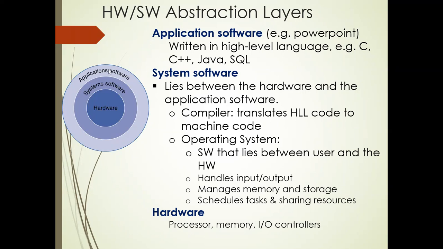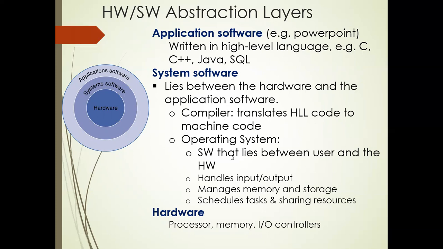In the above, you have the application software, for example, PowerPoint. It is usually written in a high-level programming language like C++ or Python, etc. Then underneath, you have the system software, which is typically the operating system. In addition, it has the compiler, which translates a high-level language into the machine code.